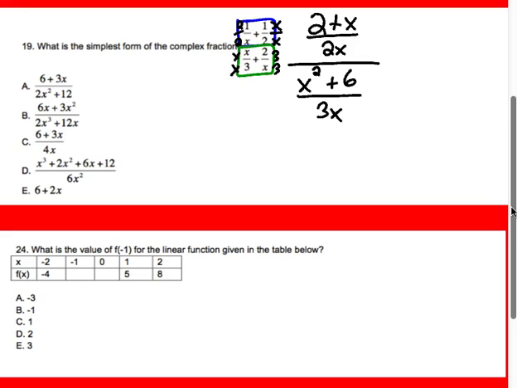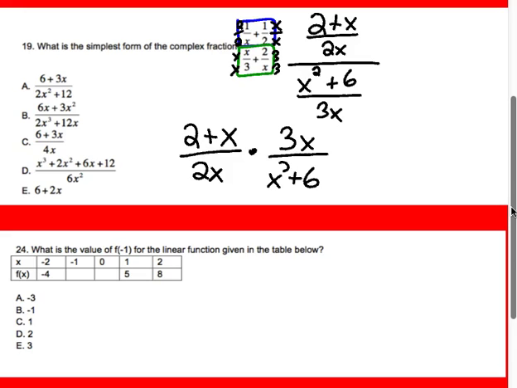Hopefully you remember from here that when you're dividing fractions, it's the same as multiplying by the reciprocal. So what this means is I have that x plus 2 divided by 2x, and I'm going to multiply it by the reciprocal of that bottom fraction. I always like to put parentheses around those so you realize that they're an entire unit. These x's are going to be able to cancel off.